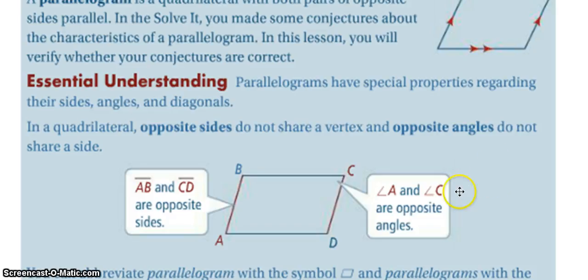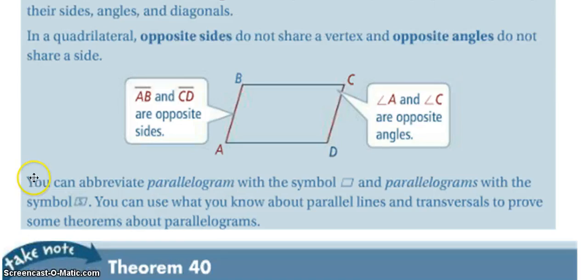Now why does that matter? Because in a parallelogram, opposite angles are actually congruent to each other, and we will look at that proof here in just a little bit. We can abbreviate parallelogram by using this little symbol that looks like a parallelogram, and for multiple parallelograms, you just throw a little s inside of there.